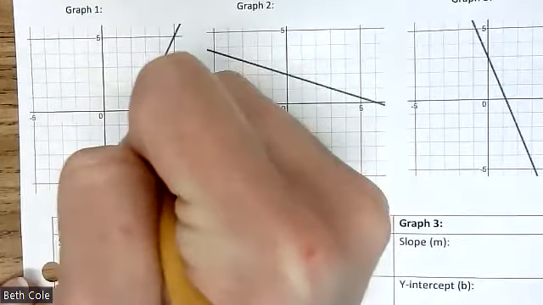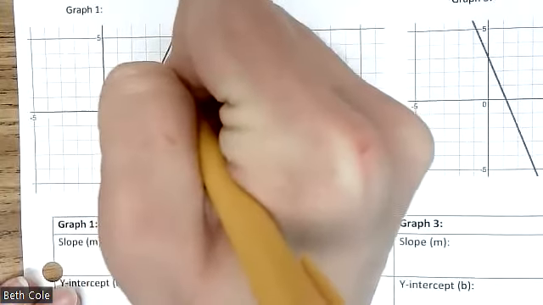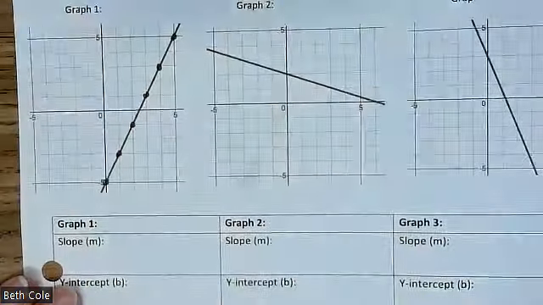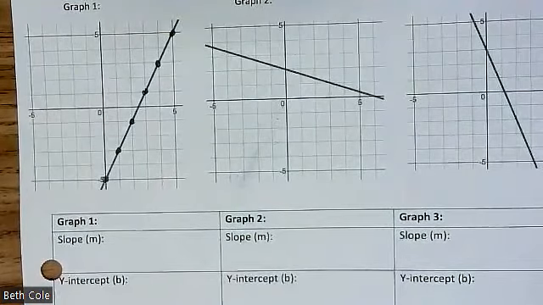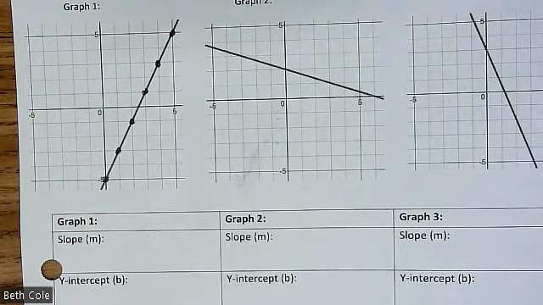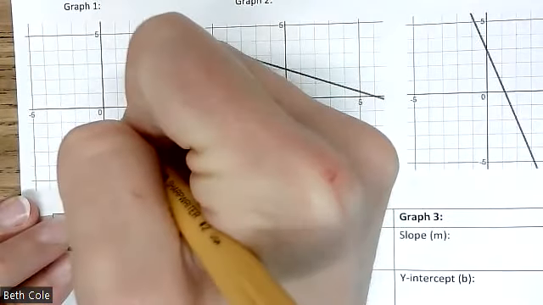Do you see these here? Like, go ahead and bold some of those points. You don't have to do necessarily all of them, but just enough so that you can see what the pattern is. And remember, for slope, you do the rise over run. So it's how much you went up or down, and then how much you went left or right. And if you want to draw in the little triangle, you can as well.